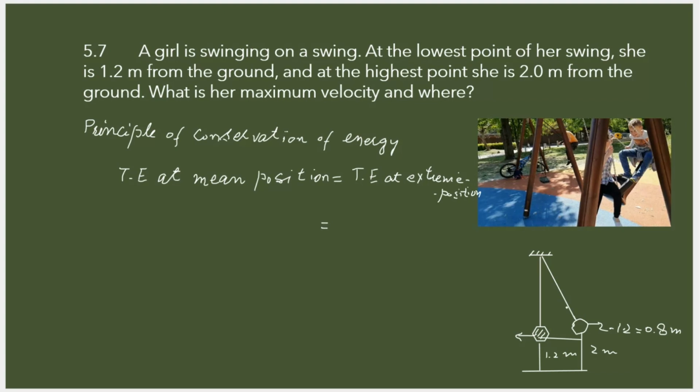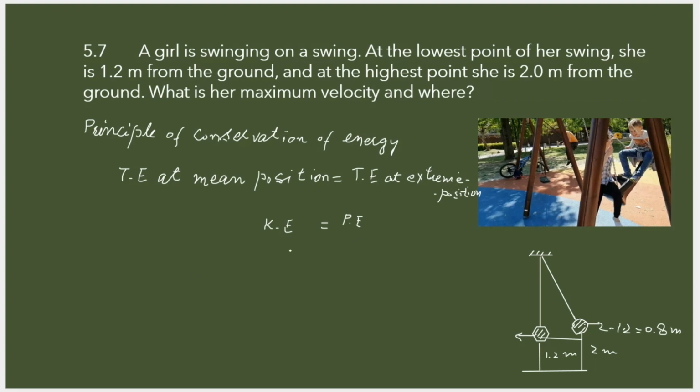Also, we know that at the extreme position, since the body will stop, the total energy will be potential energy, and here at the mean position, the total energy will be kinetic energy. So, according to the law of interconversion of energy, the potential energy at the highest point will be totally converted into the kinetic energy at the lowest point.